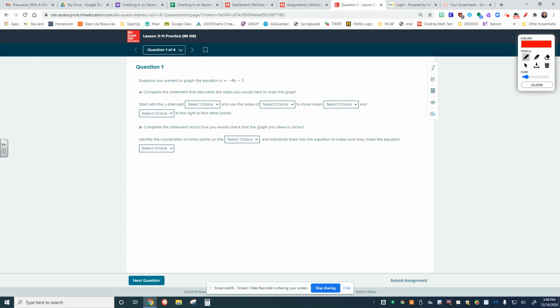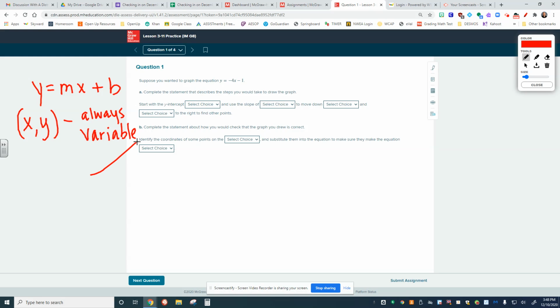Remember that we talked a lot about slope-intercept form. Y is equal to slope times x plus b, where x and y make up ordered pairs. These are always variables until we need to use them, like right here, when we need to check to see if the graph that I drew is correct.